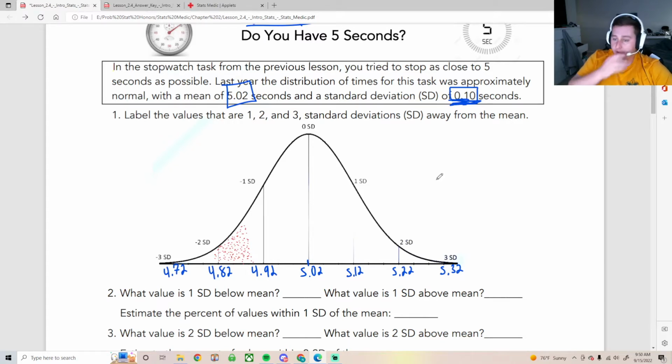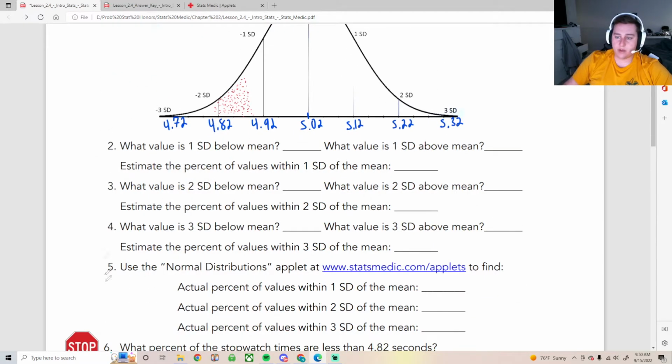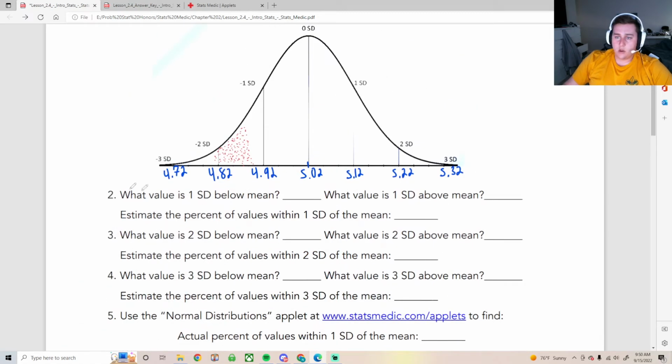So what we find is, and obviously these questions here, the 2 through 5, these are really easy to answer. What value is one standard deviation below the mean? Well, it's just any of the numbers we filled in. So this is 4.92. One standard deviation above is 5.12.